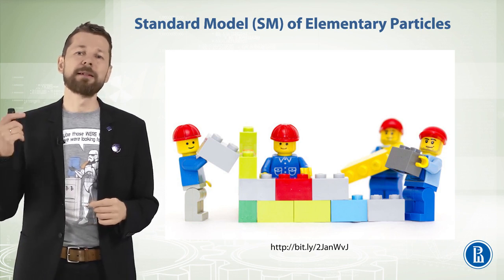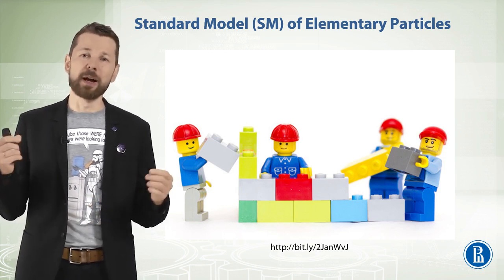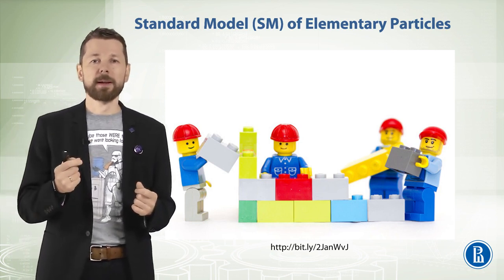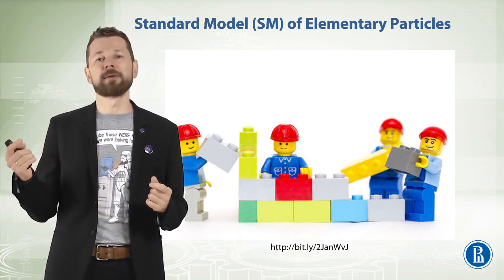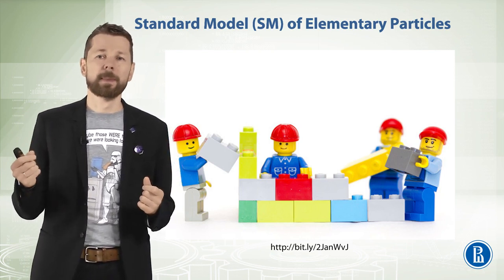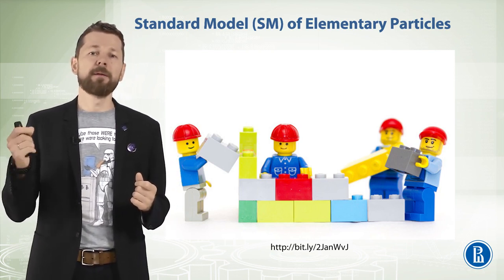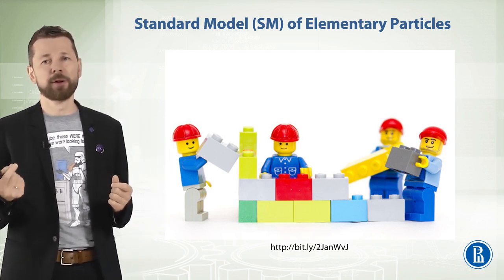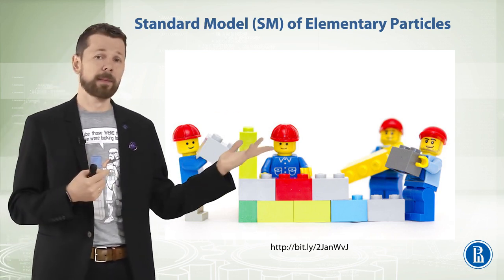The essential grains of matter are fermions, and the force carriers are bosons. The names of those two classes refer to their spins. Fermions have half-integer values of spin, whereas bosons have integer values, as shown on the slide.